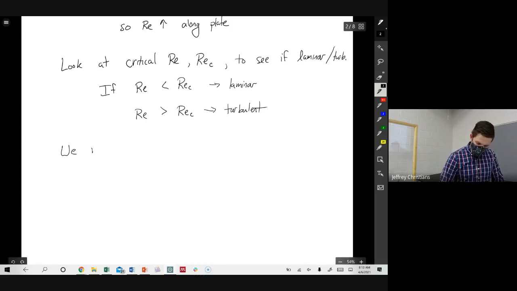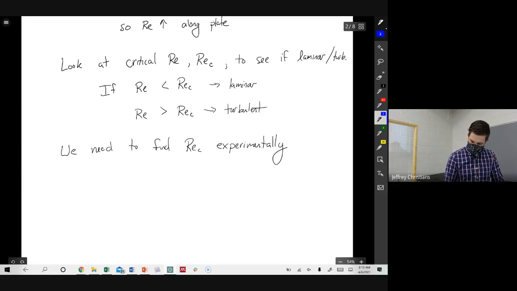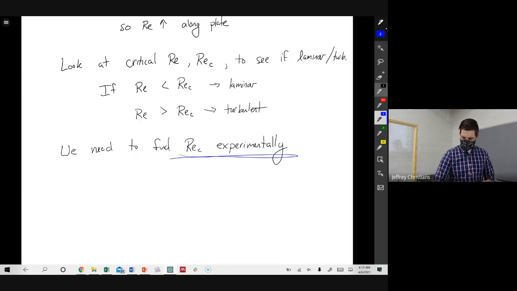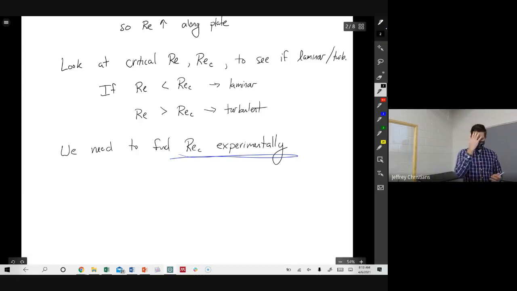So I'll just write that: we need to find the critical Reynolds number experimentally for any given system. Okay, so let's look at a quick example and see what that looks like.